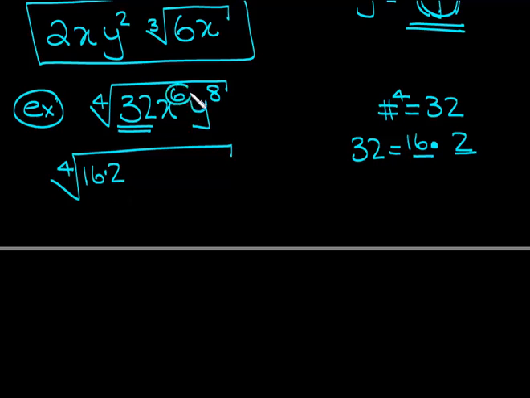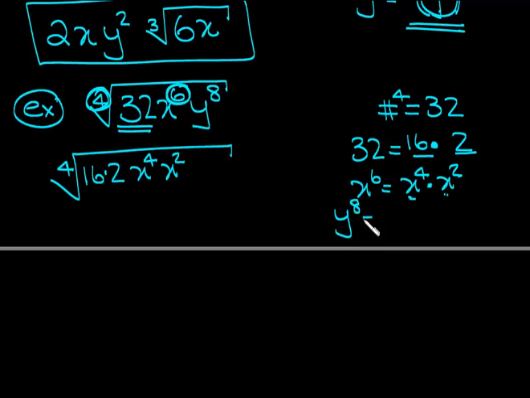We want to make this power the same as this index if we can. That's easy. I can write x to the 6th as x to the 4th times x squared, because when you multiply two exponential numbers, we add the exponents. Then we have y to the 8th. Can I write that as a power of 4? Sure, I can write y squared to the 4.